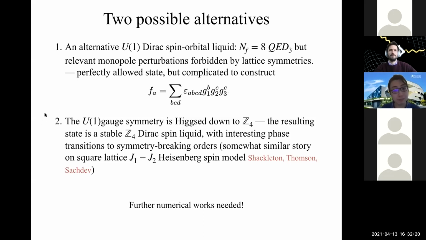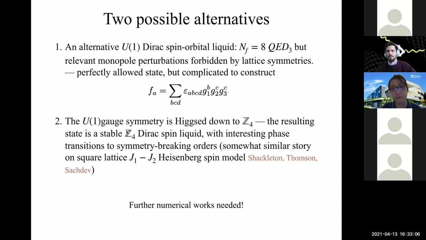So there is a probably more natural alternative scenario, which is that the U1 gauge symmetry is actually Higgsed down to Z4. For example, you can have some 4 fermion term in your quote unquote mean field theory, even though a 4 fermion term is not really a mean field. But you could consider breaking this U1 gauge symmetry down to Z4. So once you Higgs the U1 gauge symmetry down to Z4, the Z4 discrete gauge field couples weakly to the Dirac fermion in the IR. So any discrete gauge field couples weakly in the IR as long as they are deconfined.